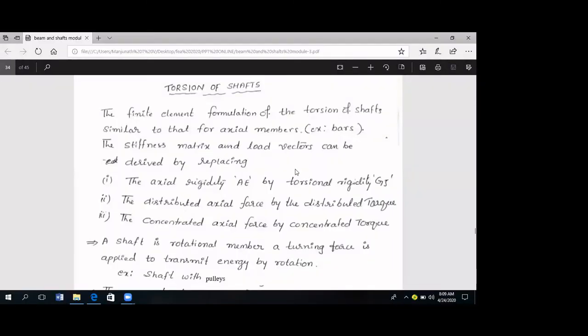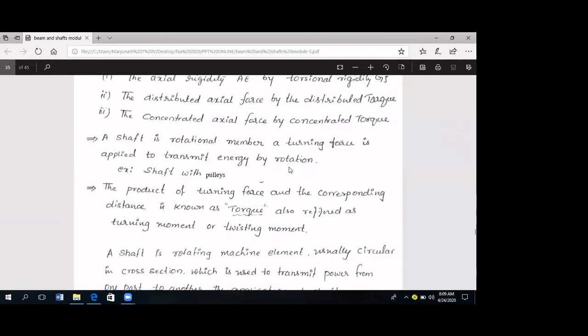We discussed torsion of shafts. In the previous classes, we discussed beams and how we analyze beams by using the finite element method. In a similar way, we now look at the torsion of shafts. A shaft is a rotational member. A twisting force is applied to transmit energy by rotation, to transmit power from one part to another part.